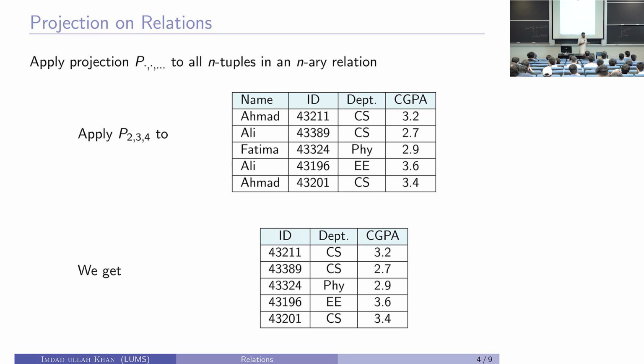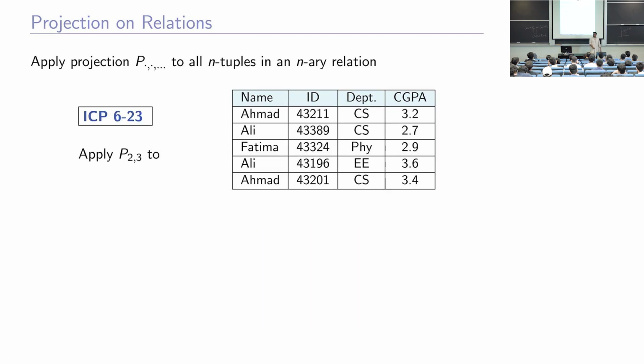So apply the projection P234 to this relation. You keep the second column, the third column and the fourth column. Why? Because it says 2, 3, 4, keep these indices and remove the rest of the coordinates, right? So apply the projection P23 to this relation. What would that correspond to?